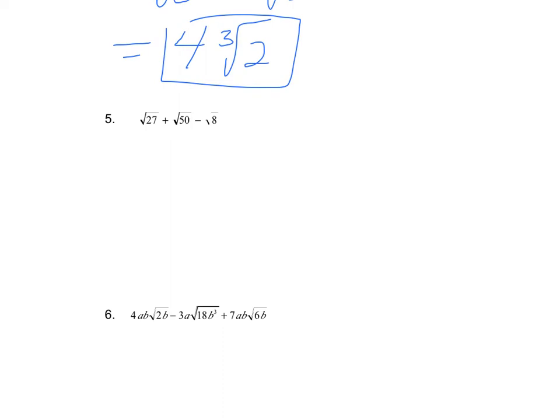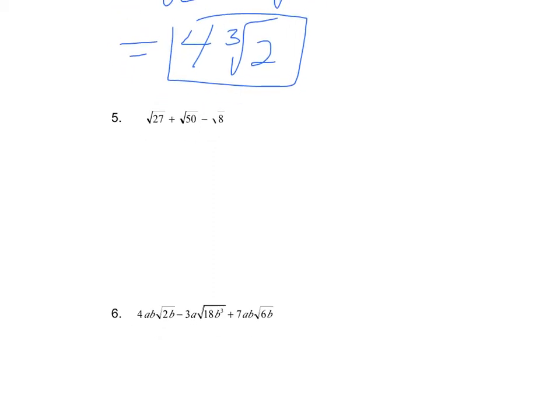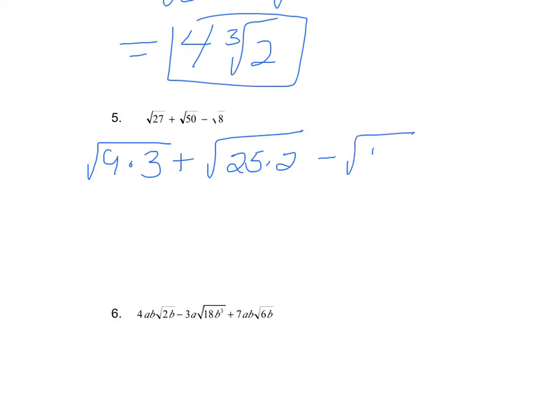Radical 27 plus radical 50 minus radical 8. Well, I can't add or subtract any of that because I don't have like radicals. So we're going to need to simplify. So 27, we're actually going to use, you're correct, 9 times 3 because we're doing square root again, plus 50, we're going to use 25 times 2, and 8, we're going to use 4 times 2.